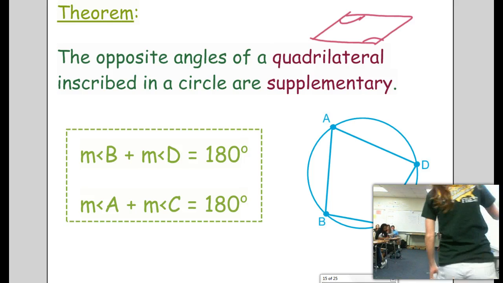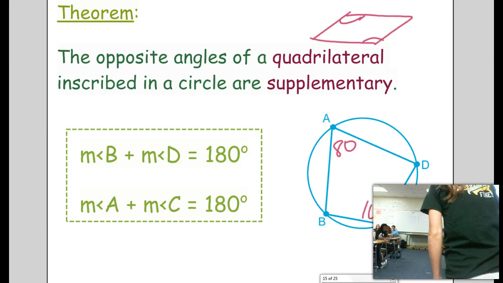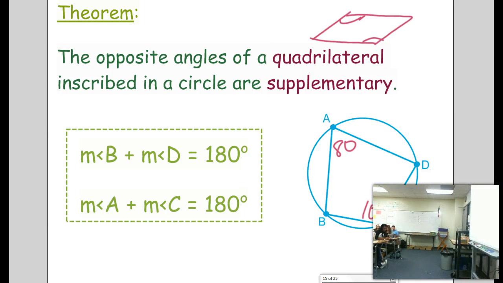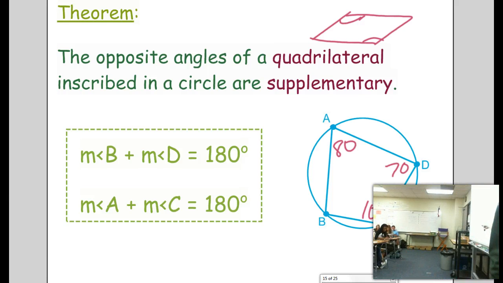So, if this angle is 80, what's this angle? 100. If this angle is 70, what's this angle? 110. Can we move on to the next little box? Well, we are.